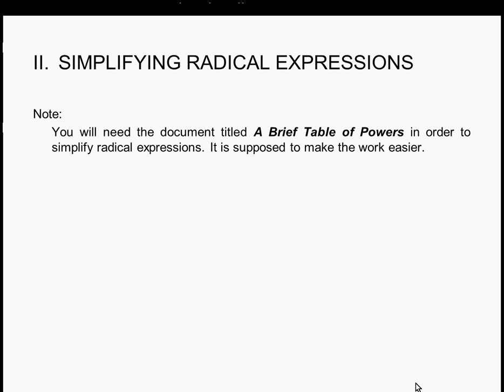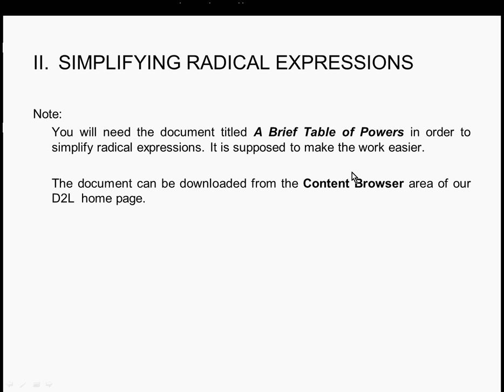Some notes: you will need the document titled A Brief Table of Powers in order to simplify radical expressions. It is supposed to make the work easier. Okay, you don't actually need it, but it is, again, supposed to make the work easier. There are other ways around it. The document can be downloaded from the content browser area of our D2L homepage. It's also in our MyMathLab course, in the course documents area.